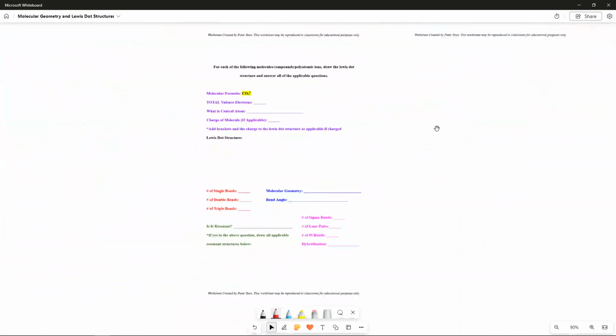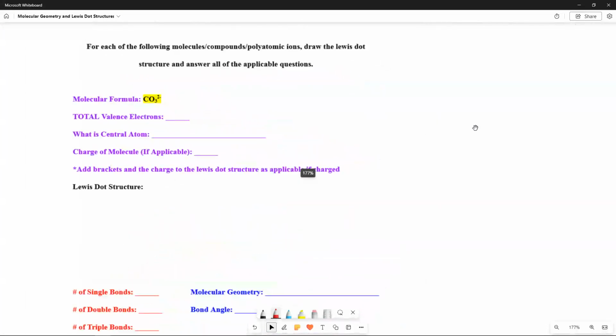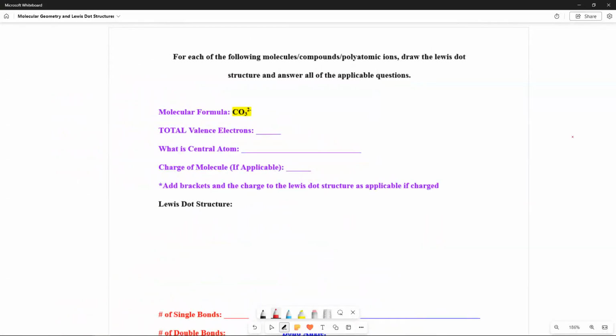Alright, let's take a look at our last question. This is CO3 2-, that is the carbonate ion, carbonate polyatomic ion, and it has a charge of 2-. So carbon has 4 valence electrons. Oxygen times 3 has 6 times 3, 18 valence electrons.